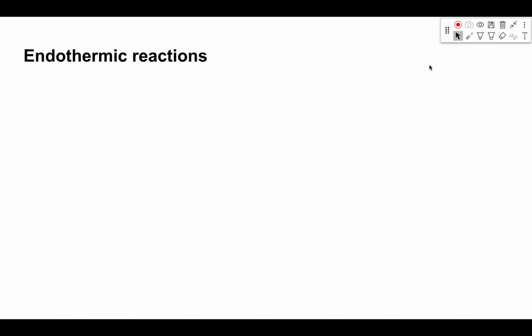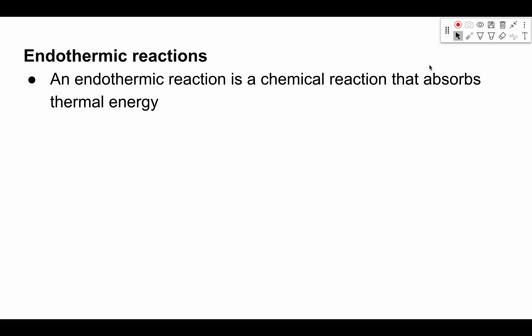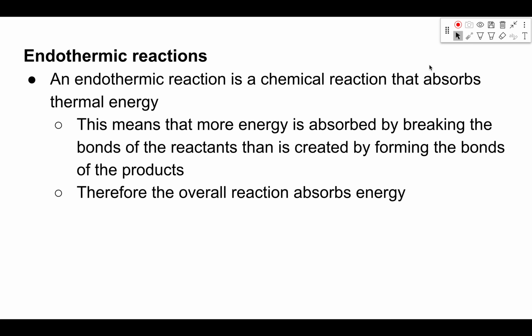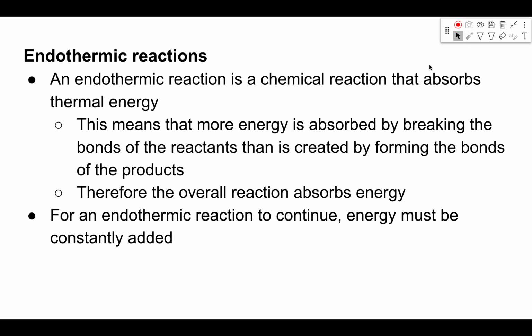The first energy category is an endothermic reaction. In an endothermic reaction, overall energy is absorbed. What this means is that more energy is absorbed by the breaking of the bonds than is created by the forming of the bonds of the products. So, breaking the bonds to start the reaction happening is going to require a lot of energy, and not a lot of energy is going to be released when we make our new bonds at the end. So, overall, the reaction is going to take energy in from the surroundings.